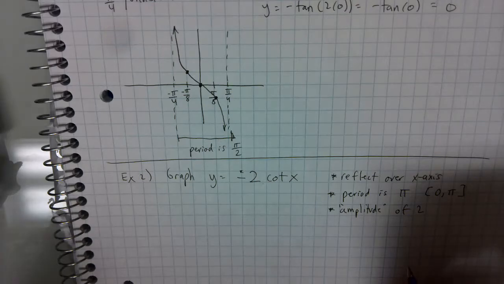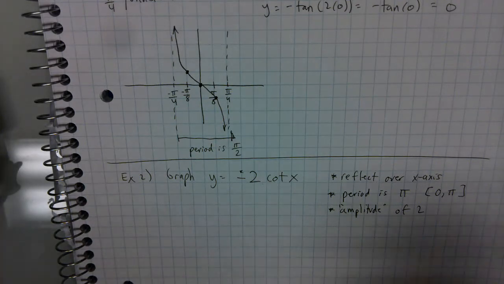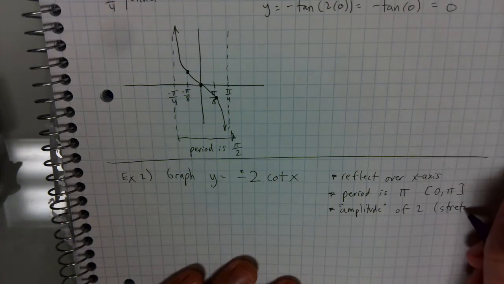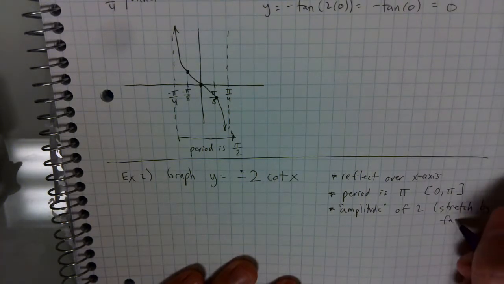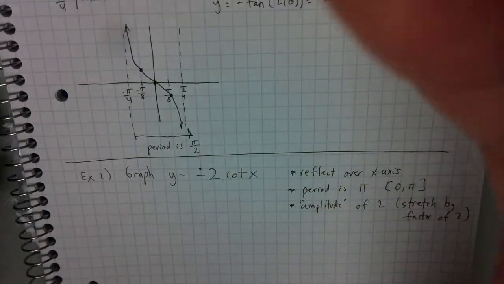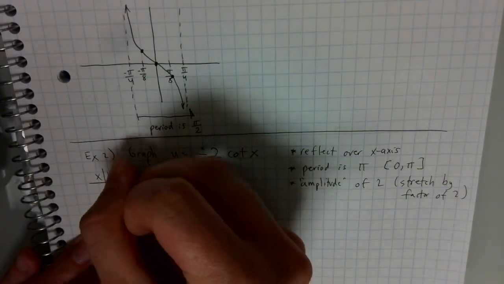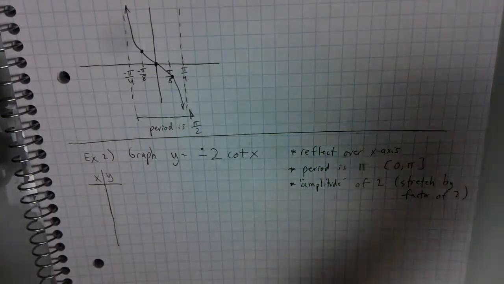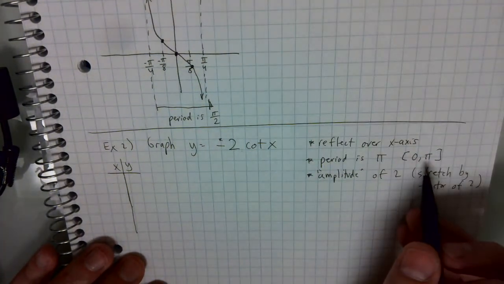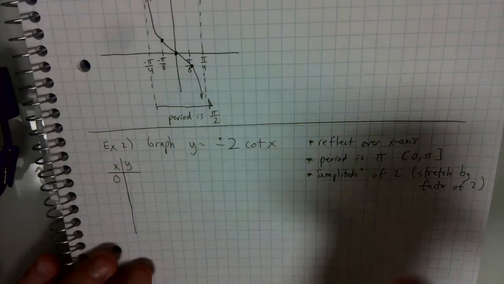It's not technically an amplitude because there is really no bound, right? There is no max and min, but it's that same type of deal. It's going to stretch by a factor of 2. All right, so we kind of know that's what should happen. Let's just check some values, plug it in. It's a really good idea early on as you're getting more comfortable with it. Plug in some values. Since our period is the same, we're going to plug in the same values that we did with the regular cotangent graph.